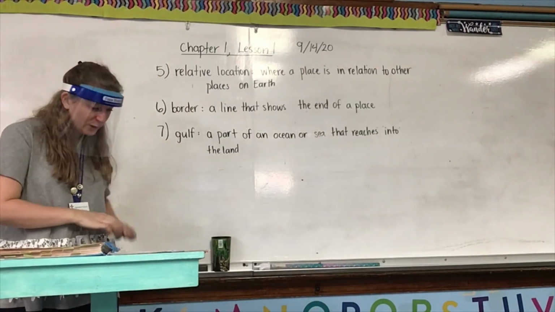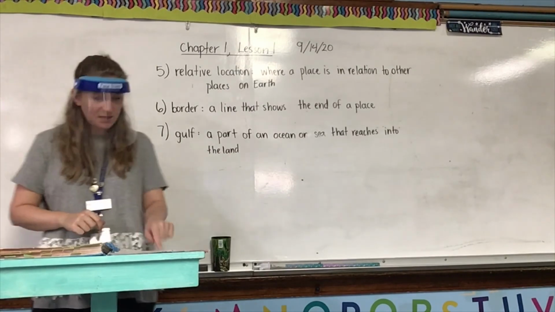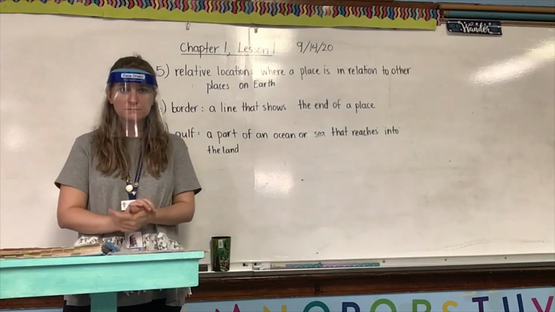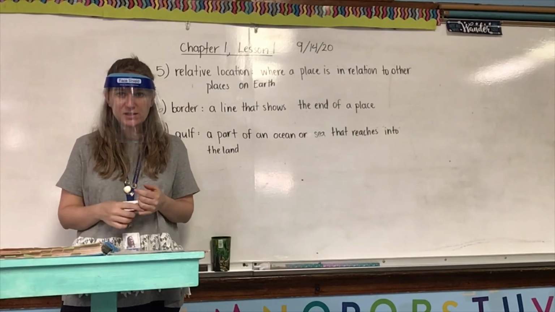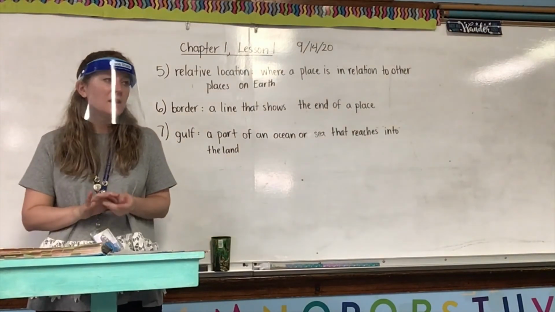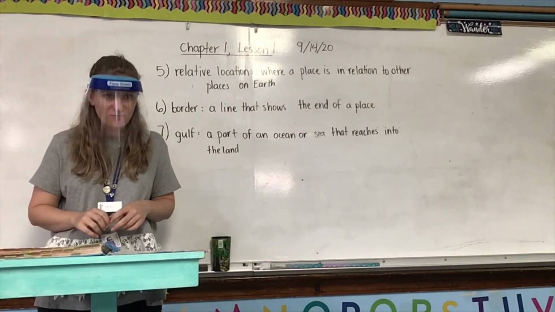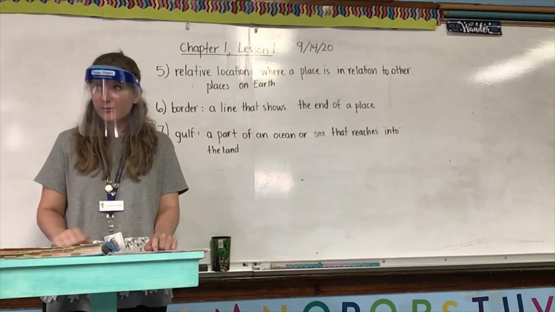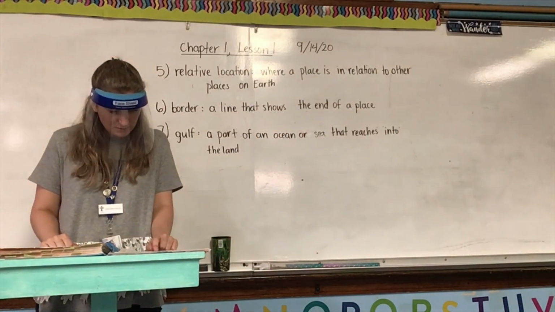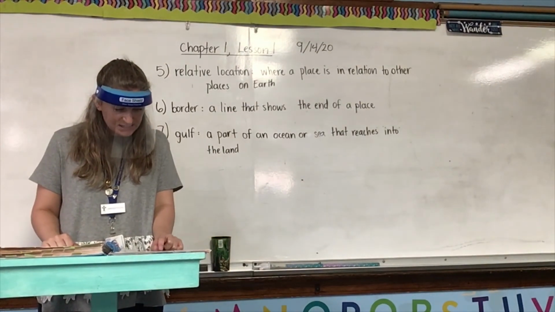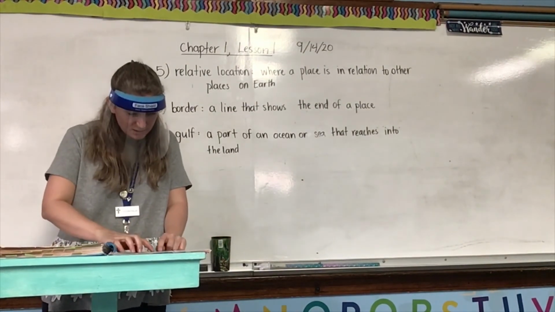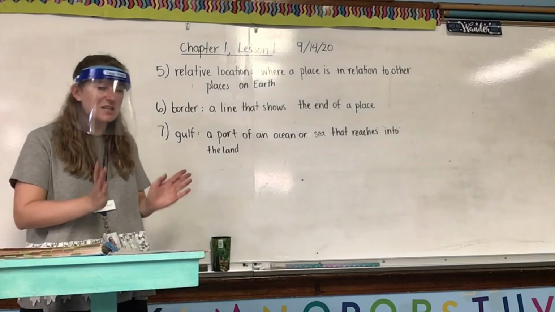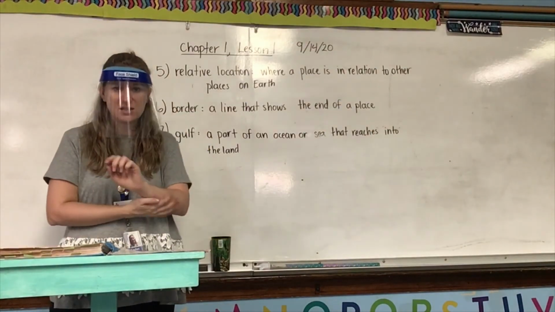We can see that if we look at that map on the bottom of page 14. So quickly finish that definition and then look at the map on the bottom of page 14. We can see the Gulf of Mexico. If you see where Florida sticks out, and then you see where the United States meets Mexico, you can see between them, it's like the ocean is reaching into the country.